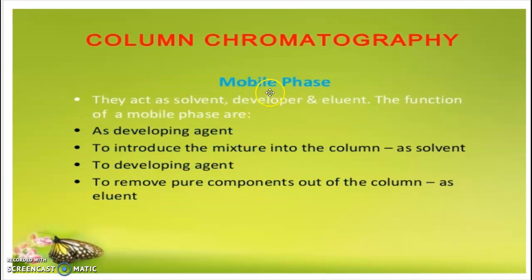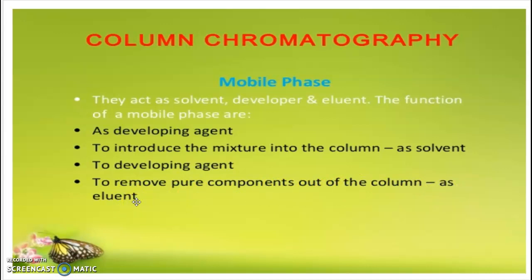Then we will move to the mobile phase. They act as solvent, developer and eluent. The functions of mobile phases are: as a developing agent, to introduce the mixture into the column. So we are taking our mixture in the mobile phase and we are introducing it to the column. The developing agent, it is once again repeated. And the removal of pure components out of the column as eluent.